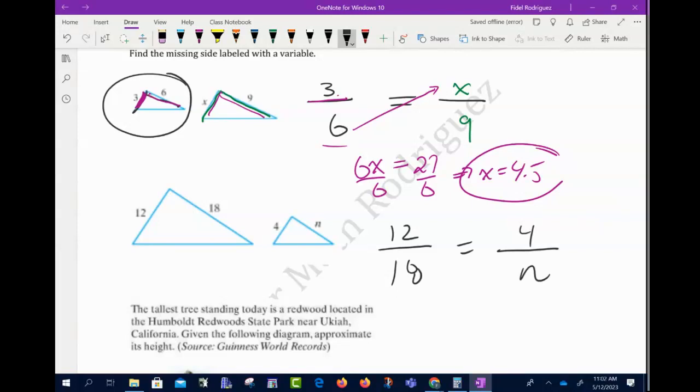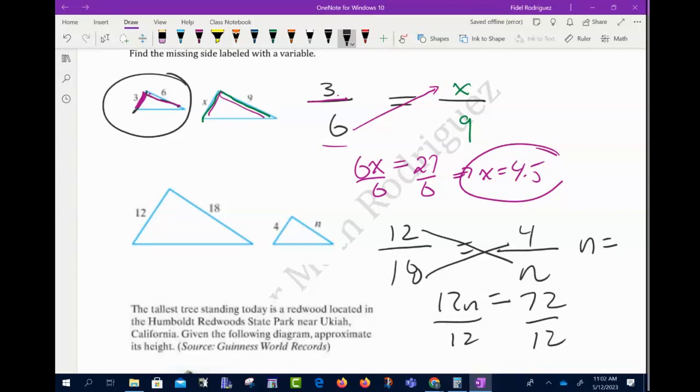Okay, so look, let's cross multiply. 12 times N, I know is a 12N. Anybody know what 18 times 4 is? 72? Okay, so we're going to divide both sides by 12. What do we get for N? 6, right? So that side right there is 6. This side up here, y'all, was 4.5.